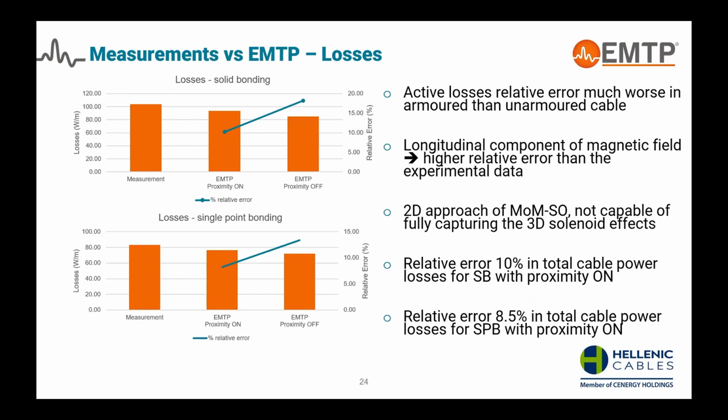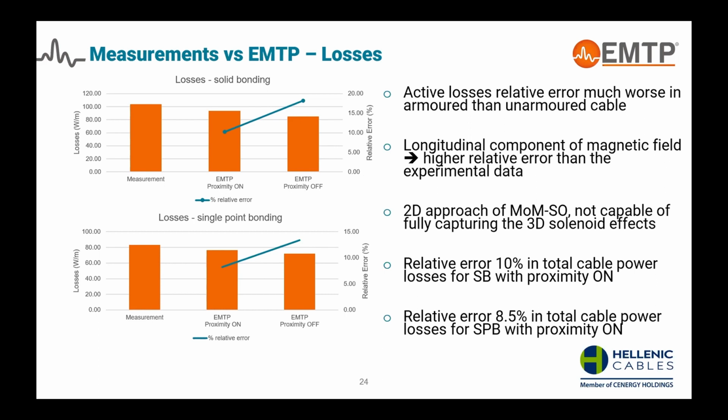Regarding the losses now, the active losses, as you can see in solid bonding and single point bonding, firstly in solid bonding, have a relative error much worse than we have seen before in the unarmored cable. This is because of the longitudinal component of magnetic field, which gives a higher relative error than the experimental data. MOMSO is a two-dimensional approach and is not capable of capturing 3D solenoid effects. So maybe this difference is because of these solenoid effects and the armor wires twisting and the coarse twisting.